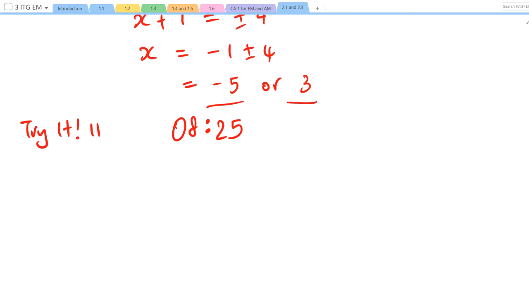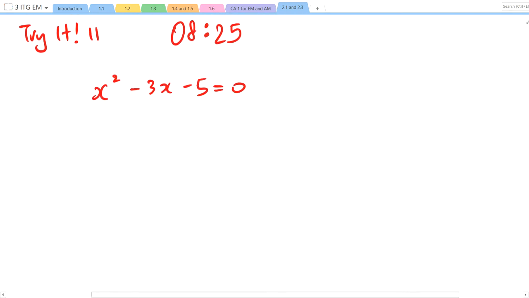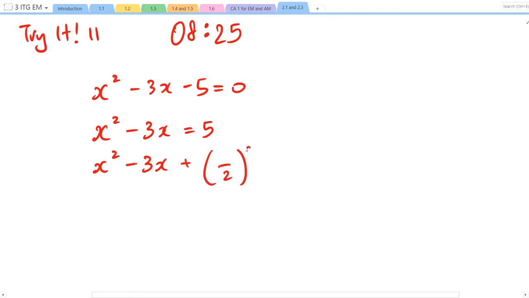Now for Try It 11, again completing the square. X squared minus 3x minus 5 equals to 0. I see some of you present this way. It is not something that I've shown, but it works. So x squared minus 3x equals to 5. You chose to add 5 to both sides so that you can complete the square on the left hand side. And we will arrive at x squared minus 3x plus, over here the numerator will be negative 3. Same thing. It is still the value of the coefficient of x divided by 2 and we square it.